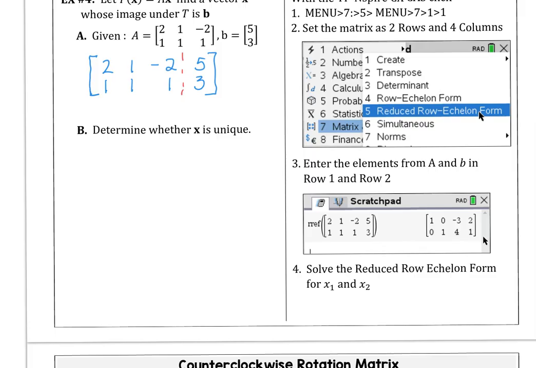So we want to use that: 1, 0, negative 3, 2, 0, 1, 4, 1. This is our solution that we got from the calculator. This is our identity matrix here. And we're going to put that together to determine whether our solution X is unique or not.